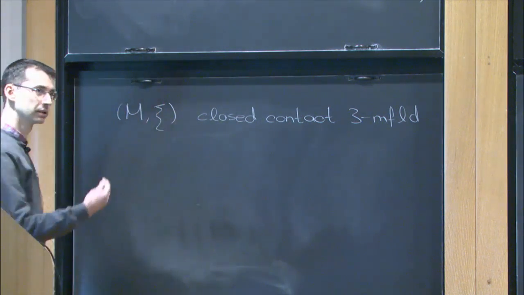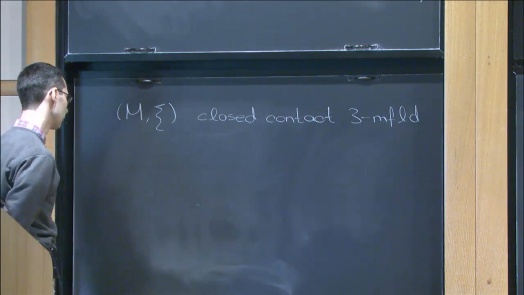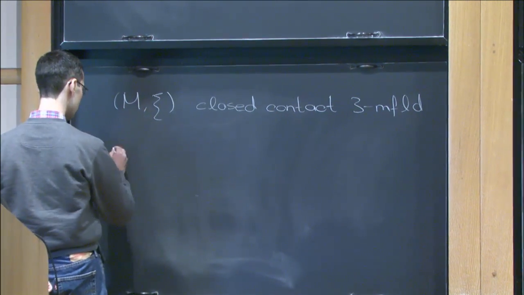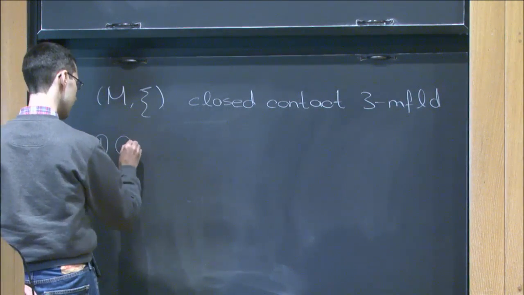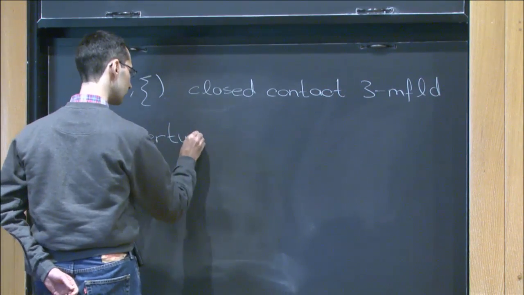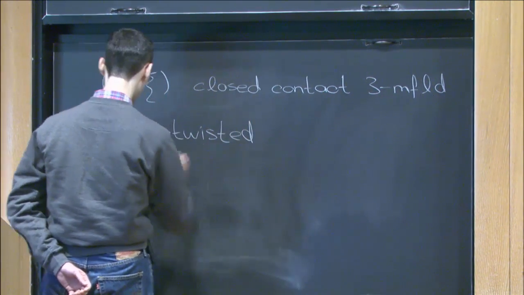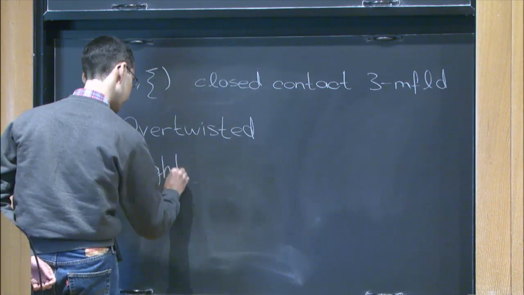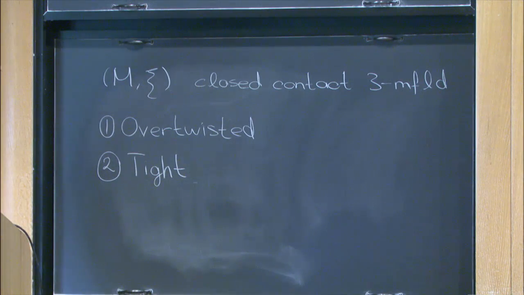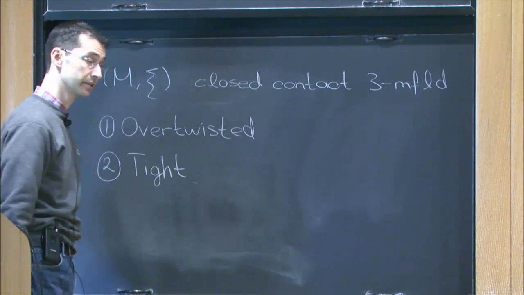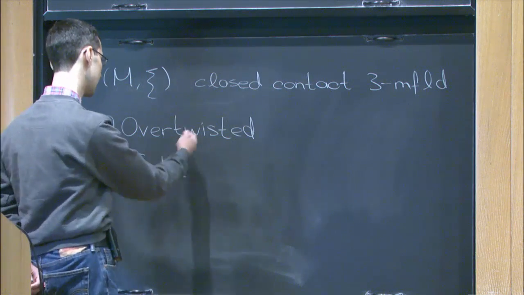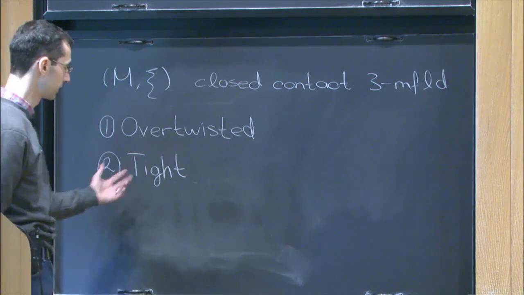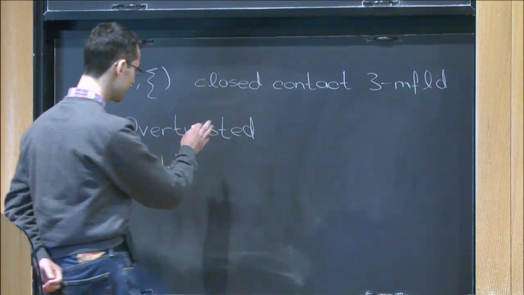So some of you would know that in three dimensions, there are two types of contact structures. These are going to be either overtwisted or tight, depending on whether there's a certain type of embedded disk inside the three-manifold or not. In the case of the existence of such a disk, it's called overtwisted, and otherwise it's called tight.